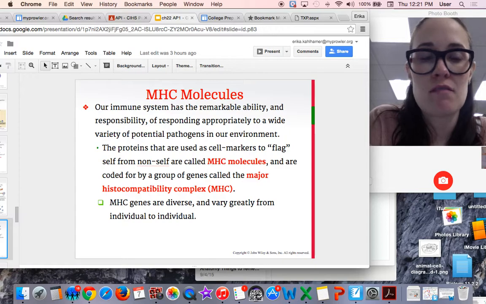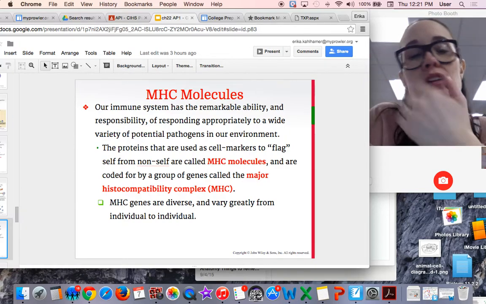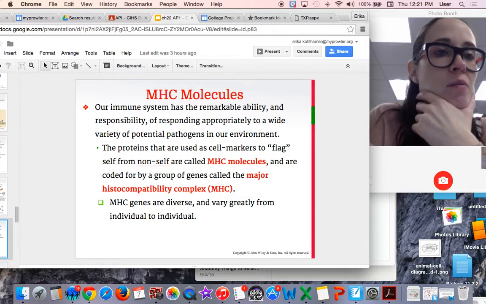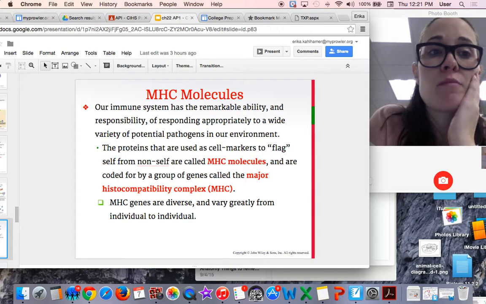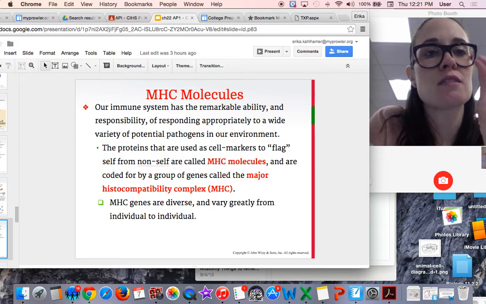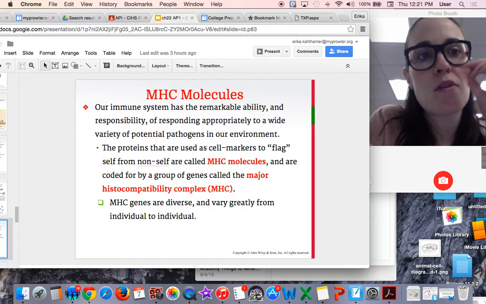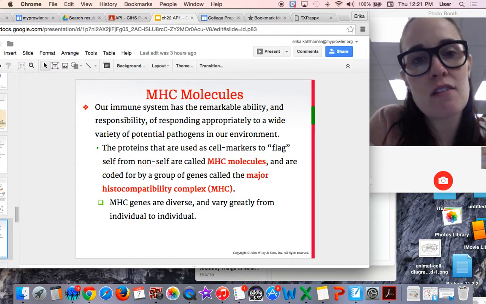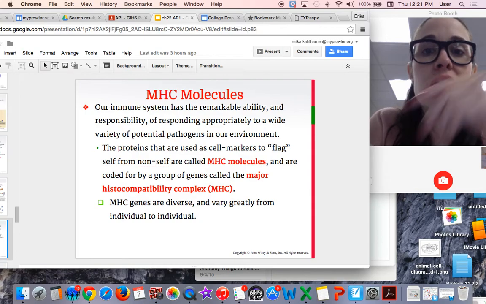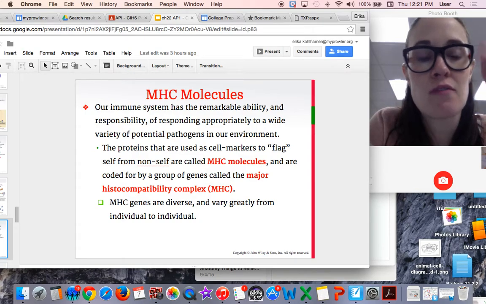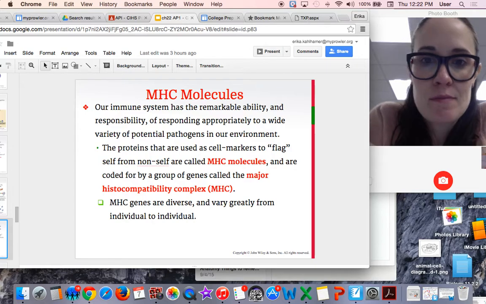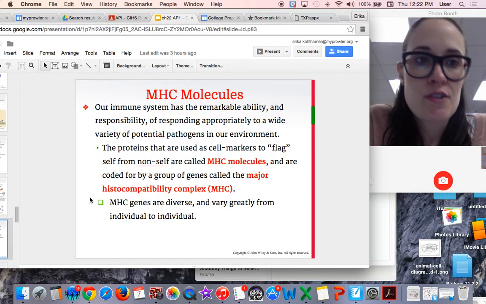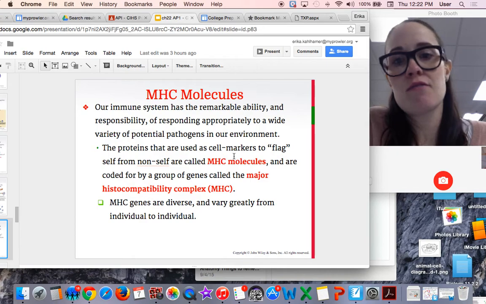We've talked about cell surface receptors before and how important they are to recognize self from non-self. One of the most important, crucial aspects of the immune system is the ability of your cells to recognize self cells from non-self cells. And these MHC molecules on the surface of your immune cells make this possible. So like I said, they're on the surface and they flag self from non-self cells.